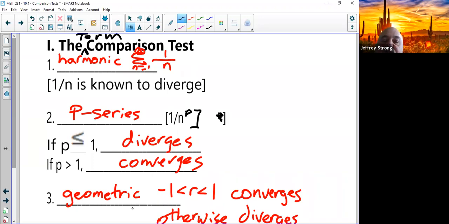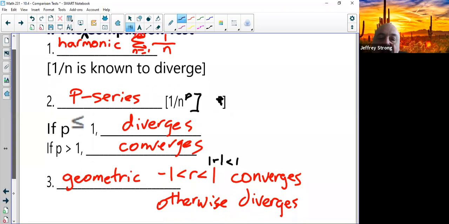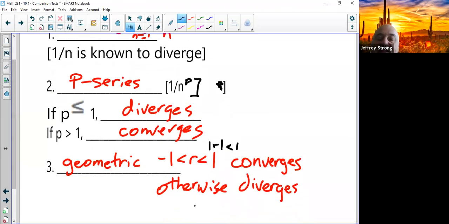And then the third one, the geometric series. There, if the absolute value of r is less than 1, so this is another way to write it, -1 is less than r is less than 1, the series converges. So that's the same thing as the absolute value of r is less than 1. So you can write it either way. And then otherwise, the series diverges. So these are the great series to compare to, okay?